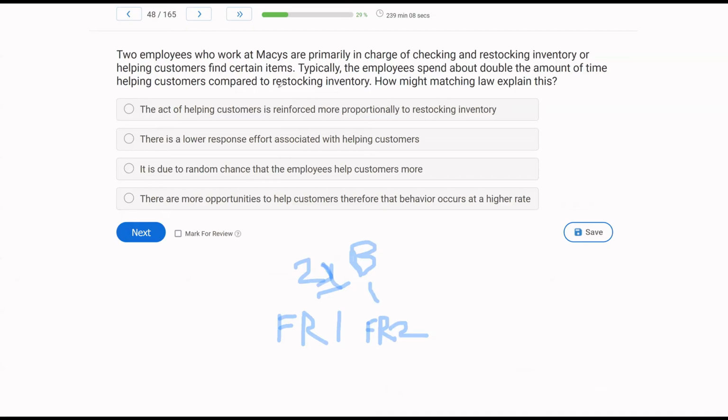So if we have a situation where you have employees who need to check and restock inventory or help customers, and they are spending double the amount of time helping customers compared to restocking inventory, why might that be?